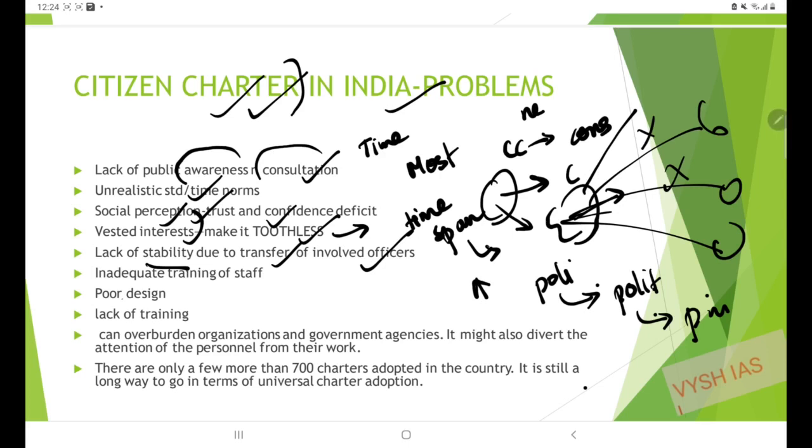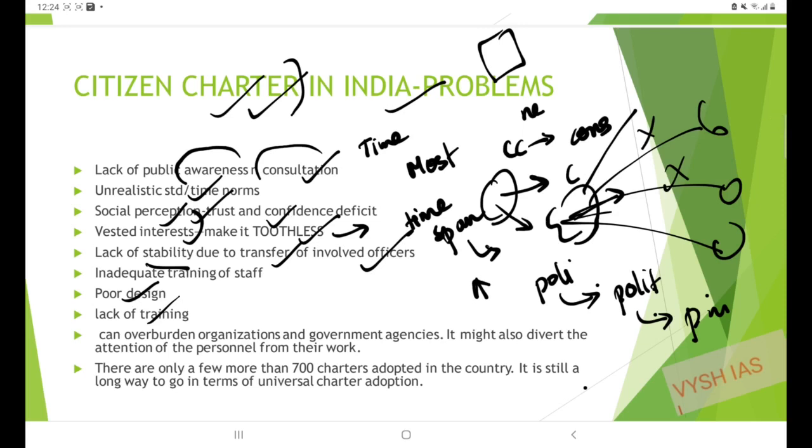So next issue is poor design. Even if it is designed, the conditions or components will not be effective as such. And as I have said, lack of training is an issue. Lack of trained professionals is an issue.